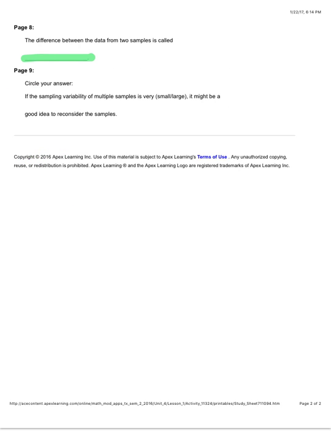Okay, so let's say we are looking at those samples. The difference between the data from 2 samples is called sampling variability. So let's write that down. Sampling variability is just a natural occurrence in the data analysis process.